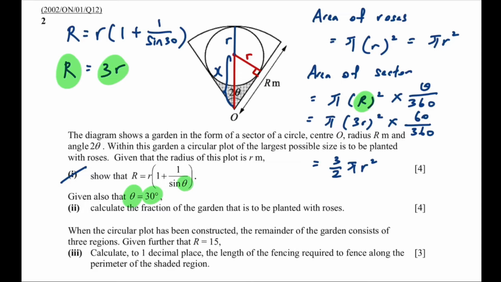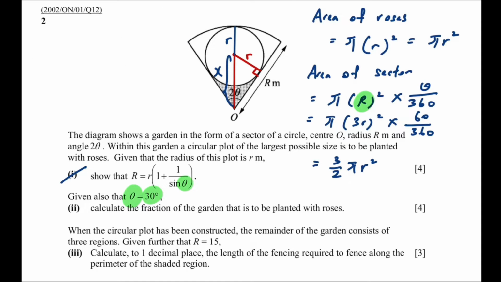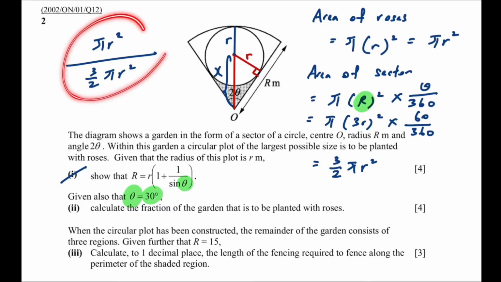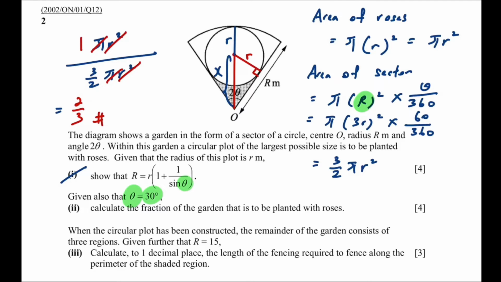Okay, now, fraction of the garden planted with the roses. So roses is pi r squared. This is the area of roses, over 3 over 2 pi r squared, that is the whole garden. So this is a fraction, simplify it, cut off everything, so there's a 1 here. 1 divided by 3 over 2, the final answer should be 2 over 3. Therefore we have to use this max formula. We cannot use 1 over 2 r squared theta in radian, then your answer will not be as beautiful.